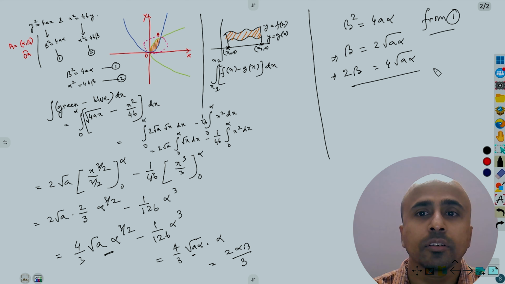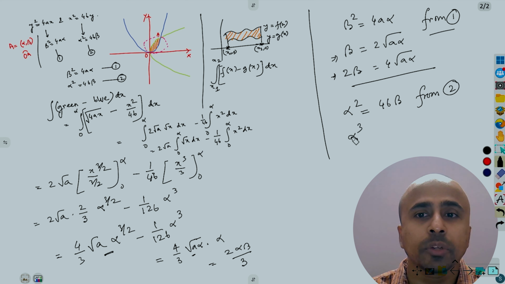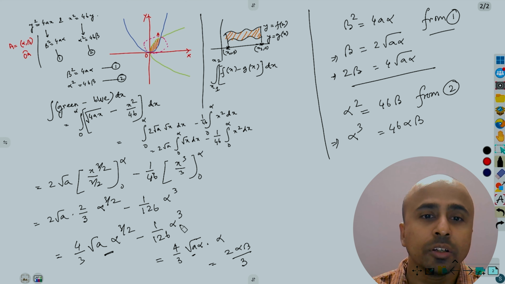Okay, and from 2 we have alpha square equals 4b beta. From 2, if we multiply both sides with alpha, this is 4b alpha beta. So alpha cube is 4b alpha beta. Here we have alpha cube, this one.